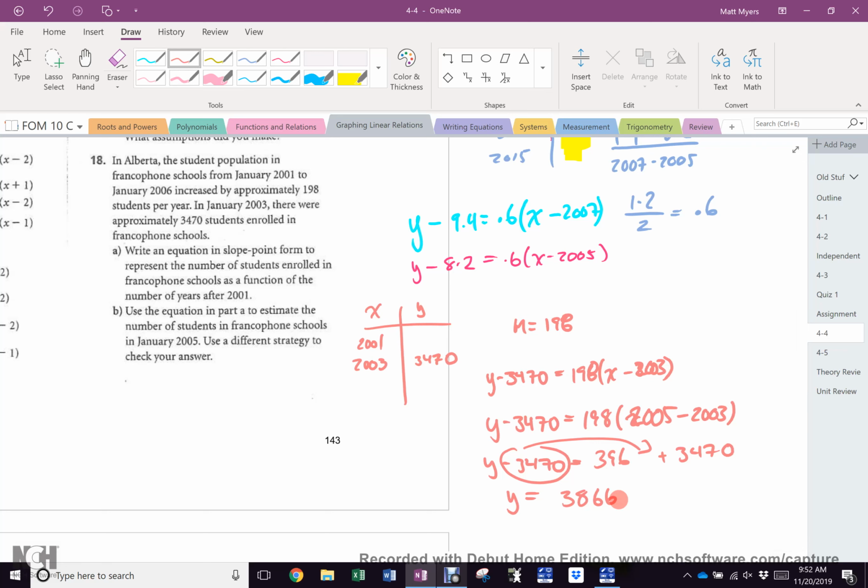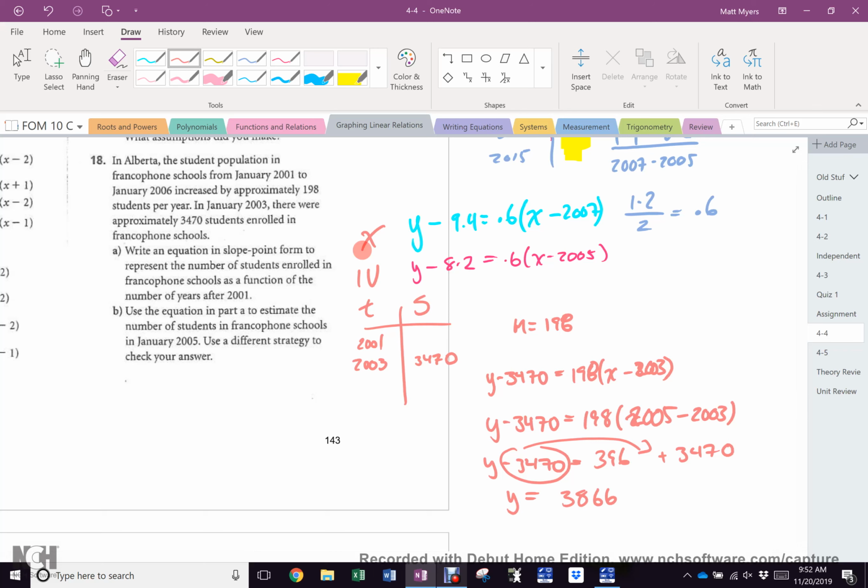Okay? Even if I said time in years and S for students, because time is independent, so it's the x. Everybody understand?